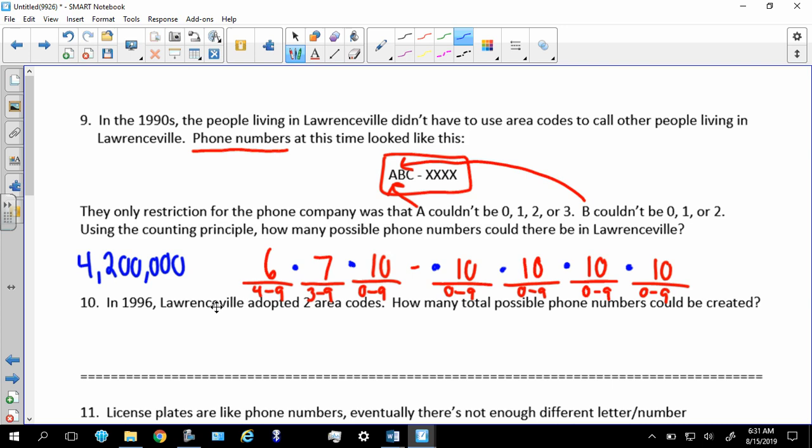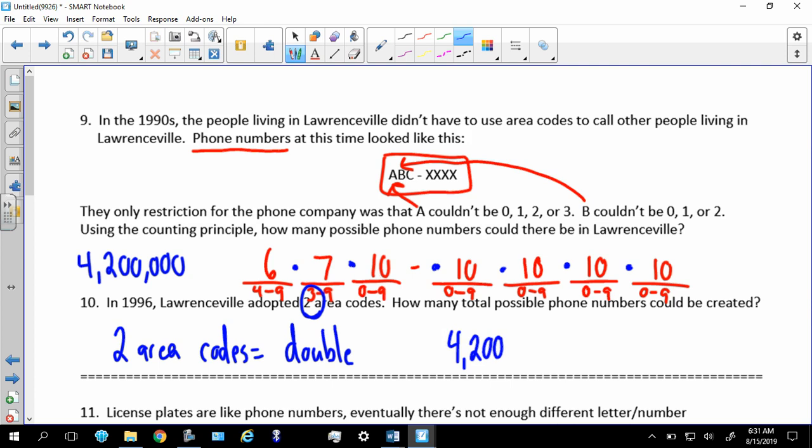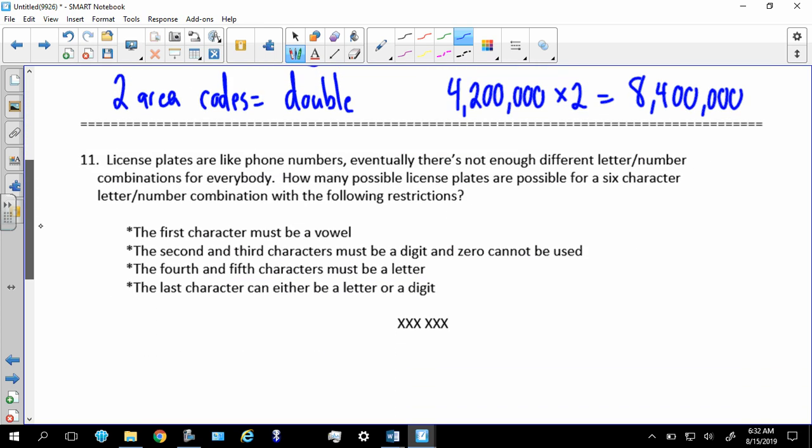Now, question number 10. In 1996, Lawrenceville adopted 2 area codes. How many total possibilities? If you remember, 2 area codes, we are going to double it. So 4,200,000 times 2 is equal to 8,400,000. Now again, this type of math is not difficult. You just need to know what the question's asking.